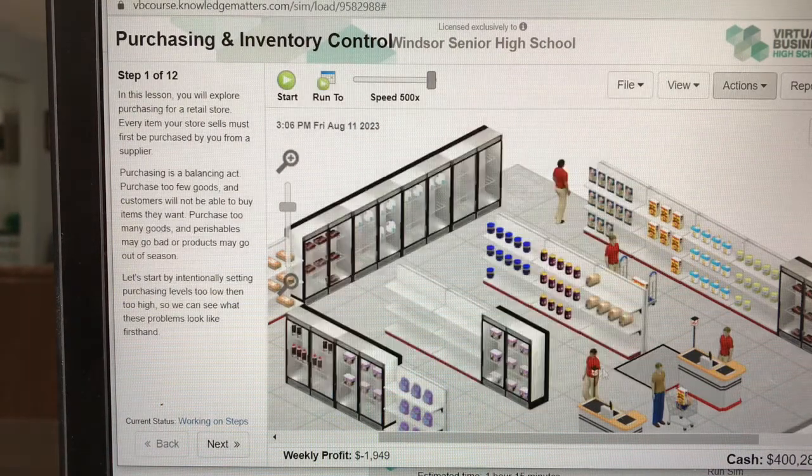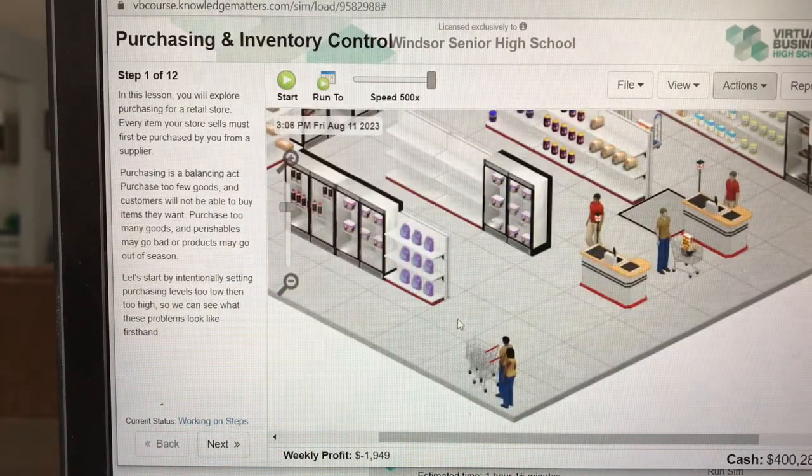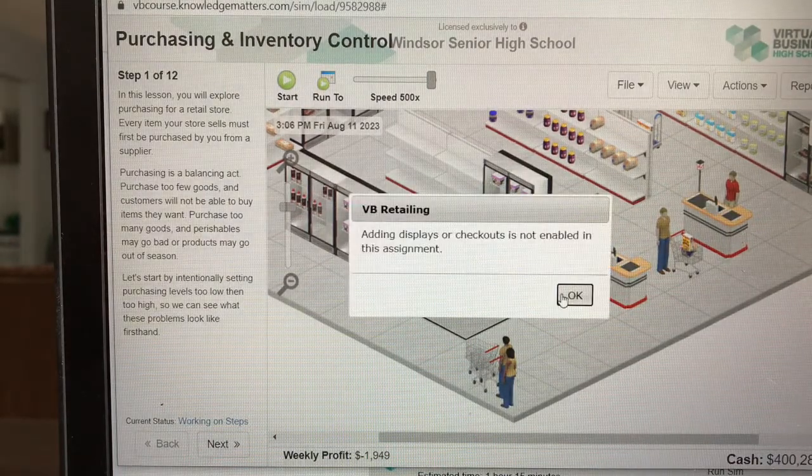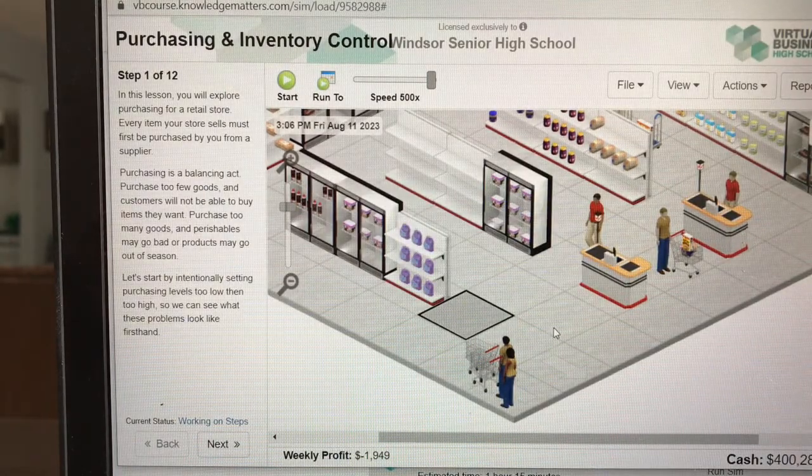I don't know if it'll let you change your shelving on this particular one. You know, it won't let you add displays, so that's one of the issues that you're going to have, okay? But that's purchasing inventory. Let me know if you have any questions.